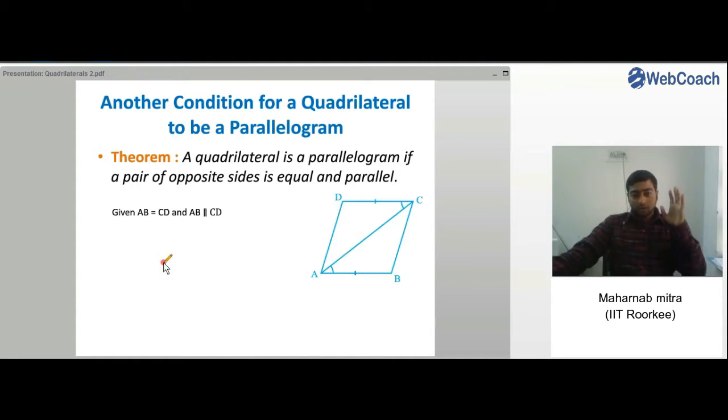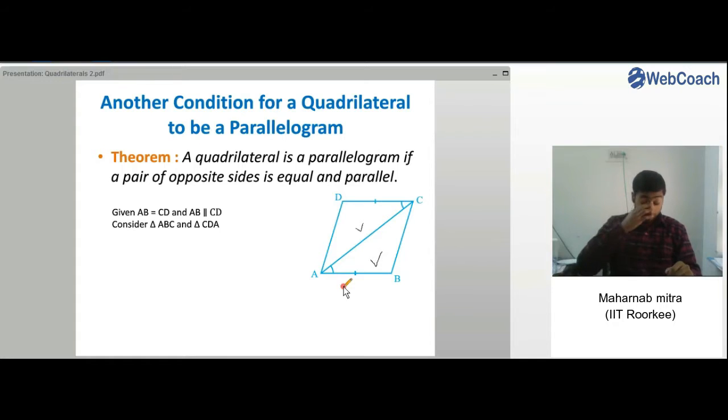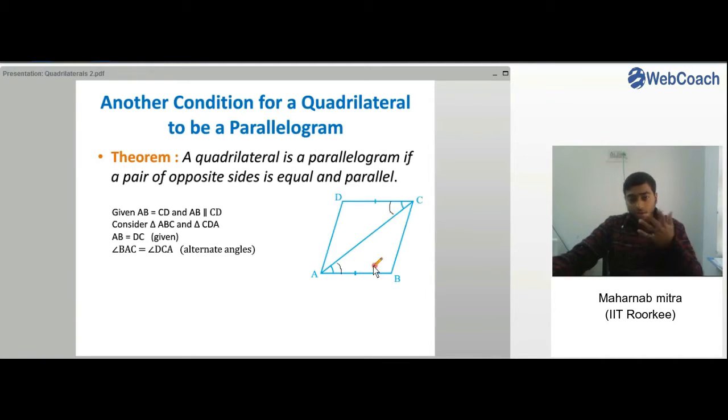So let us verify this given theorem, whether this holds or not. So you can see here we are given AB equal to CD, right? And AB is also parallel to CD. So let us consider the two triangles, triangle ABC and triangle CDA. In these two triangles, we see that AB is equal to DC, right? And angle BAC, which is this angle, is equal to angle DCA, which is this angle, right? And why are they equal? They are alternate angles where AB is parallel to CD and AC is the transversal.